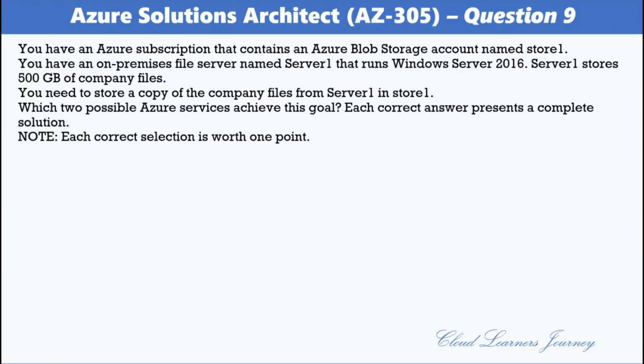Next, question number 9. You have an Azure subscription that contains an Azure Blob Storage account named Store1. You have an on-premises file server named Server1 that runs Windows Server 2016. Server1 stores 50 GB of company files. You need to store a copy of the company files from Server1 to Store1. Which two possible Azure services achieve this goal? Each correct answer presents a complete solution.